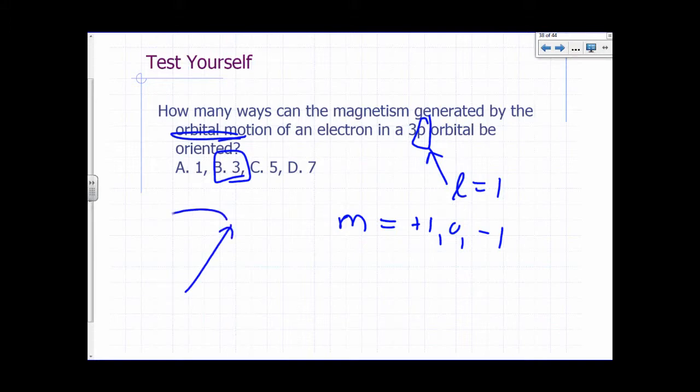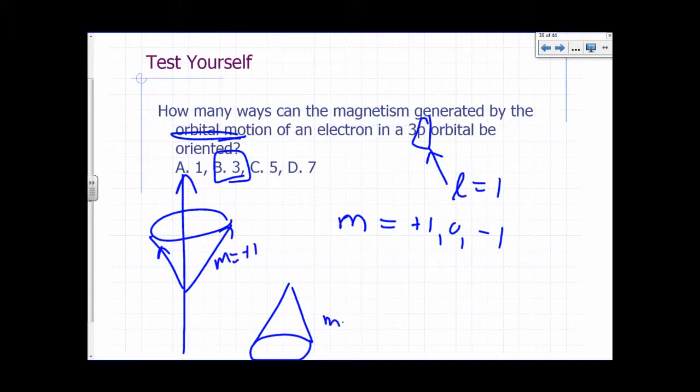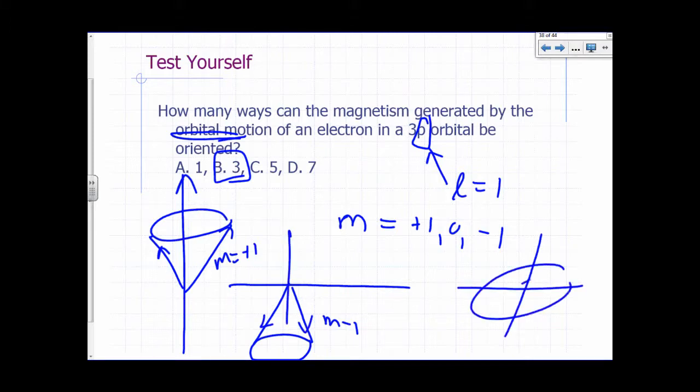One's going to be oriented that way. It can be precessing about the z-axis like that, in that cone of uncertainty. The other one could be downward. This is m equals +1, m equals -1. And it could be on the xy plane itself, which is m equals 0. So 3 ways the magnetism generated by the orbital motion of an electron in a p orbital can be oriented.